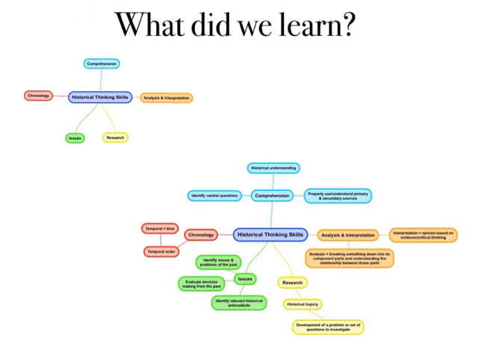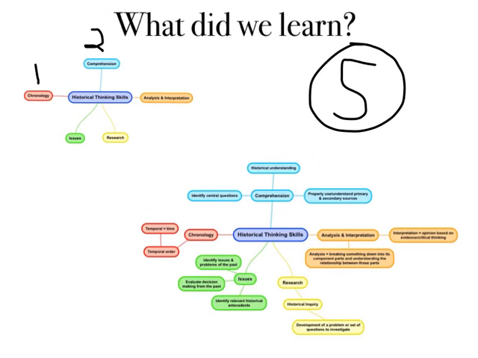So what did we learn? Well, we learned about the 5 key historical thinking skills, right? We learned that there are 5 that we need to be able to know and understand in order to actually do history. We learned that step 1 was chronology, step 2 was comprehension, step 3 was analysis and interpretation, step 4 is research, and step 5 is issues.